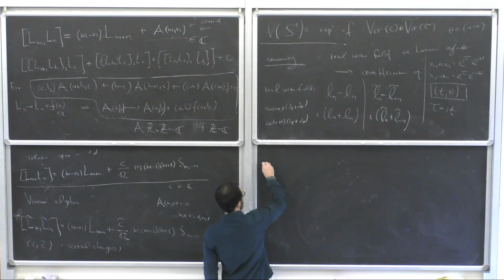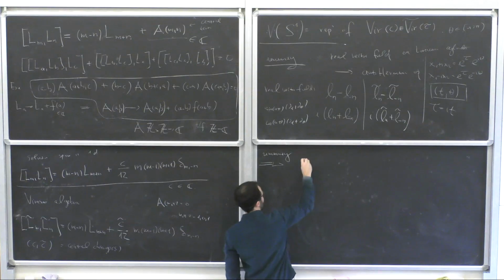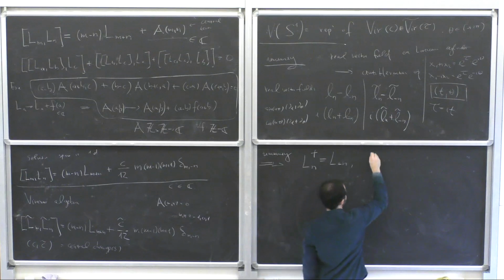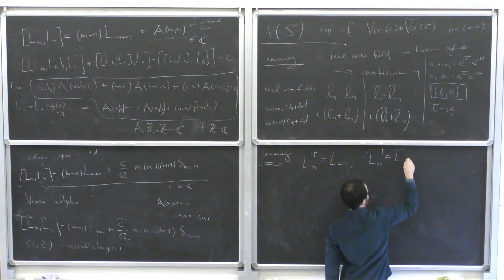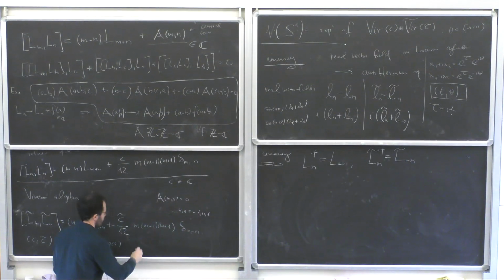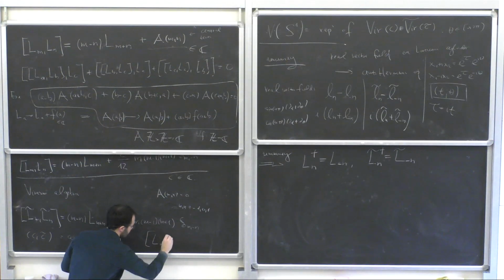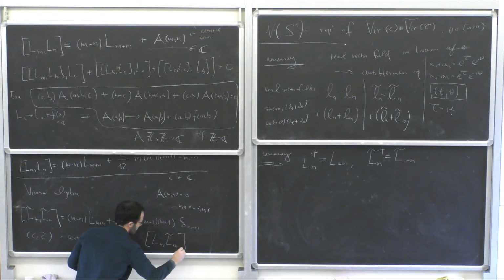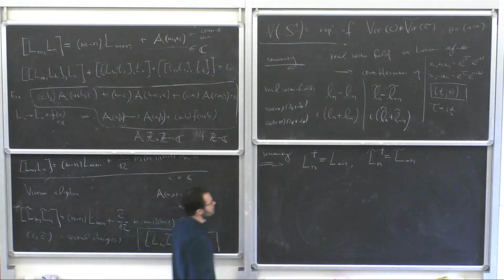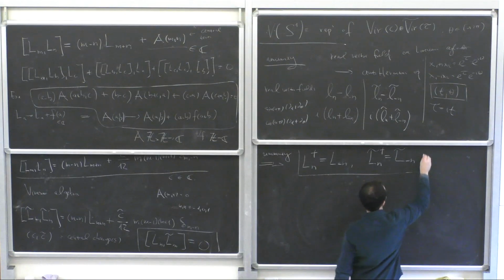So what this means, unitarity, is the statement that there is a positive definite inner product on V of S1 such that L_n dagger is L_minus_n, and L_n tilde dagger is L tilde minus n. By the way, I should have written also that L_n commutes with L_n tilde, but somebody already asked about it. I just didn't write it. So these are the unitarity constraints.